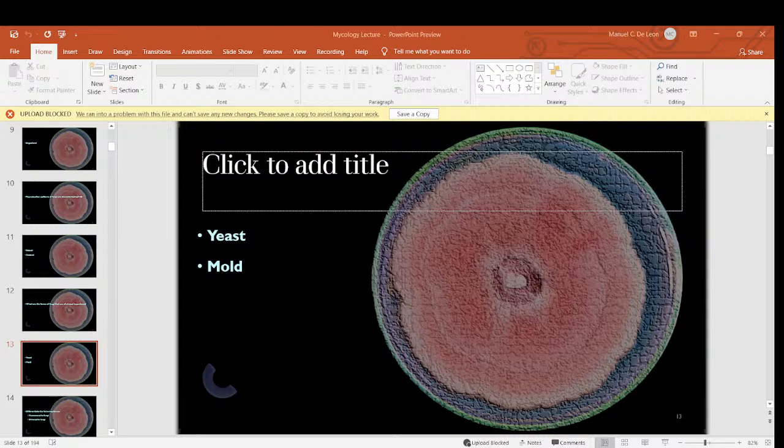is your dermatophytes. There are some yeasts that are usually seen in the presence of these organisms, and they are commonly isolated in both yeast form and mold form.